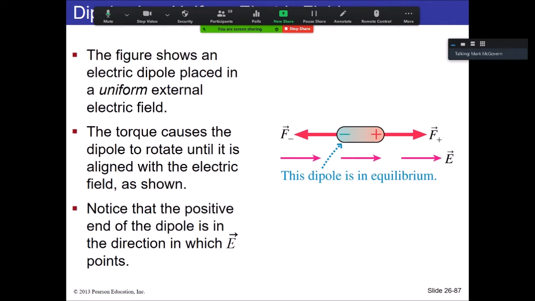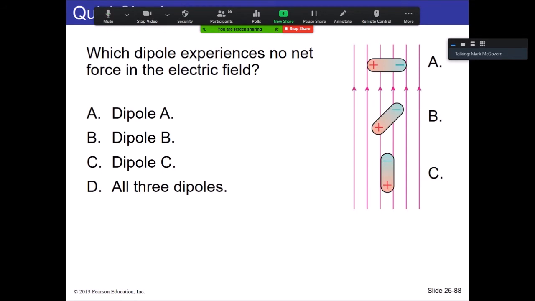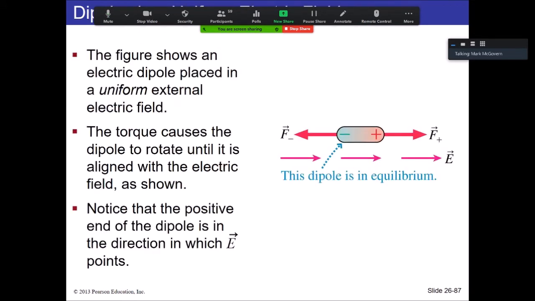If you have a situation where your dipole's moment vector is aligned with the electric field, then you don't have either rotational or translational motion, because there's no angle there. So it's pulled and there's no moment arm to speak of here. And so that particular one is in equilibrium. But, do you have a question here? Well, I guess I'll talk about it later.